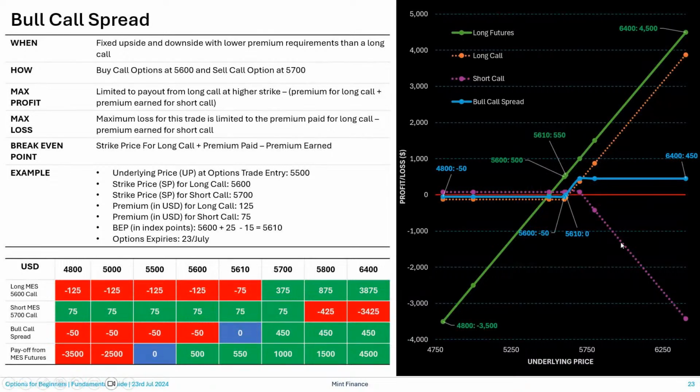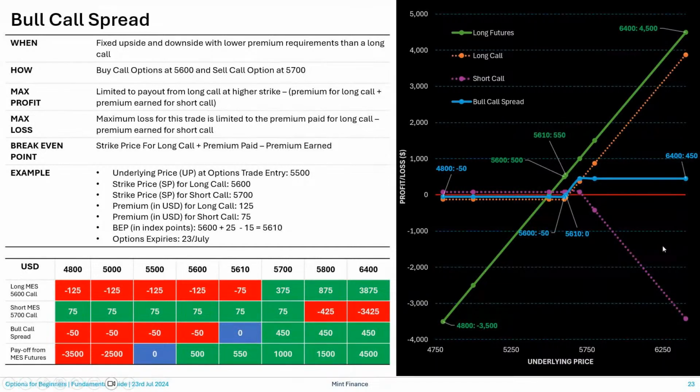And from any point beyond 5,700, those profits from the long call position are going to be equally offset by losses from the short call position. So essentially beyond this level, all the profits here are going to be offset by all of the losses here, and our payoff is going to be flat from that point onward. So our payoff would essentially be limited between the levels of 5,600 to 5,700. So those are our two strike levels, right? The strike for long call, the strike for short call.